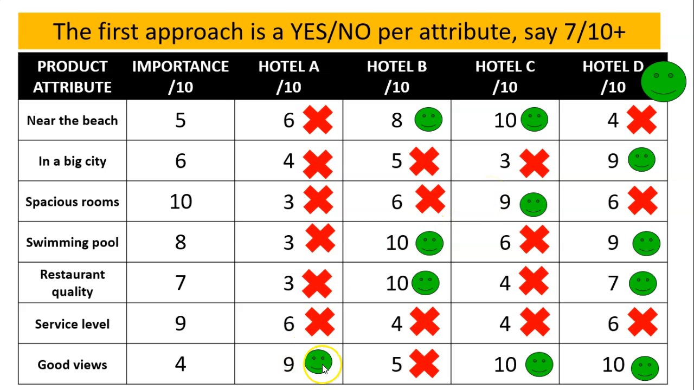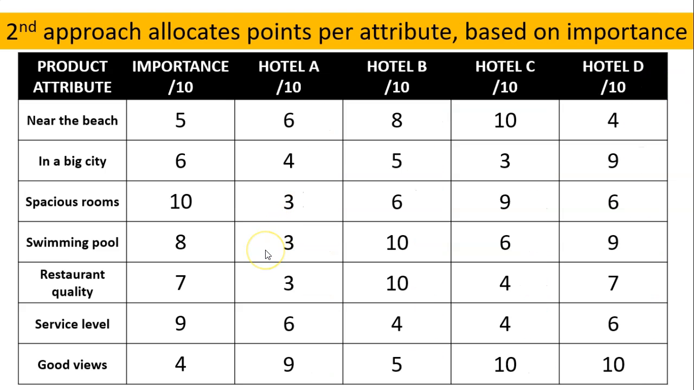This has got 1 yes. This has got 3. This has got 3. 1, 2, 3, 4. That's got the most yeses, most points in that regard. So we're going to choose Hotel D. So that's the simplest way of using this technique.